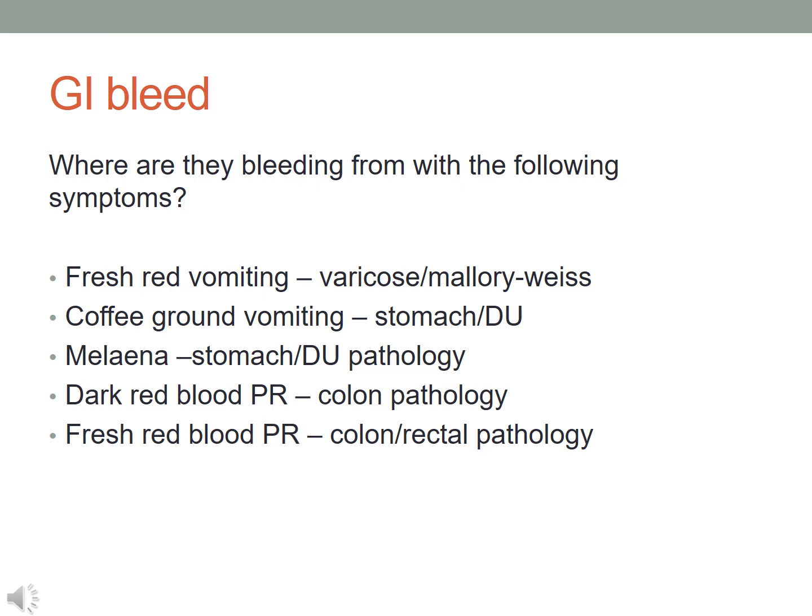Melena also means that the bleeding is in the stomach or duodenum, and this is because the blood products have been changed as they move through the bowel and out rectally. Dark red blood on a rectal examination indicates the bleeding is likely to be in the colon, whereas fresh red blood tends to be associated with a lower colonic pathology or indeed a rectal pathology, such as hemorrhoids or fissures.